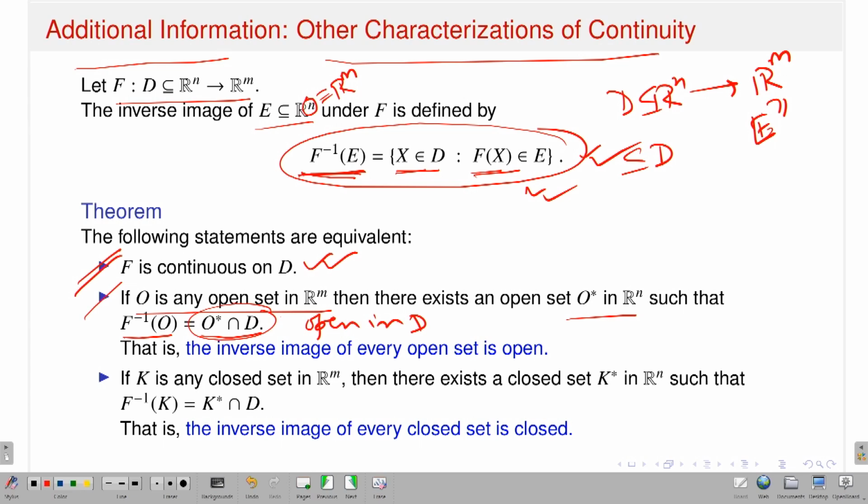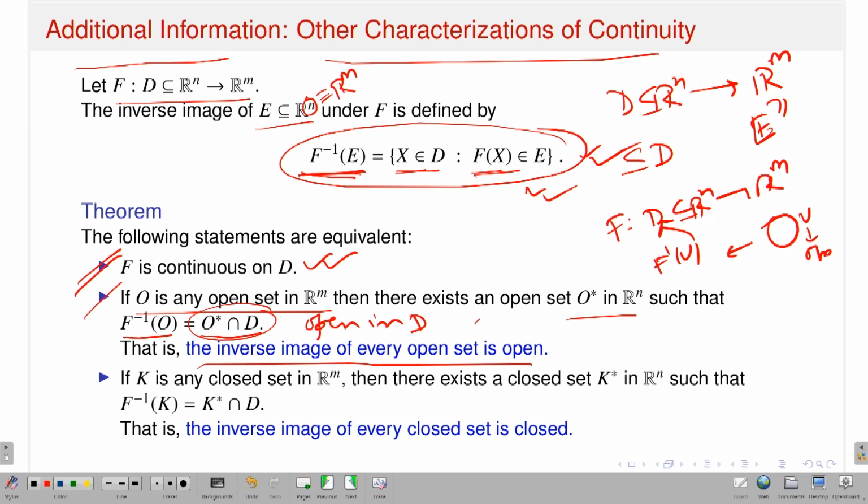That means what it says, if I have a continuous function from D subset of Rn to Rm, if I take an open set here, say U, open set, then if I take the inverse image in D, it is also open in D. So that means the inverse image of an open set is also open if my capital F is a continuous function. That is it. So that's why I've written the inverse image of every open set is open.